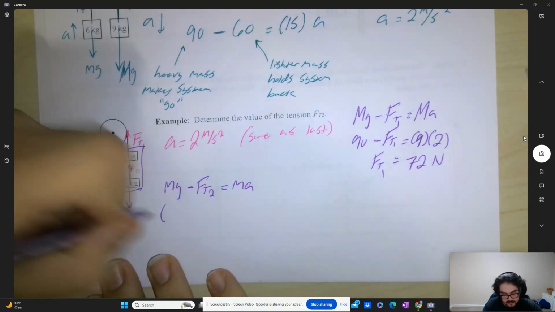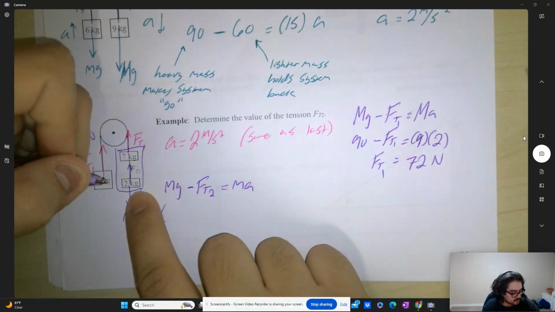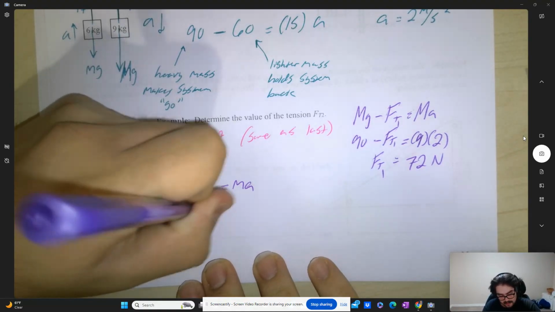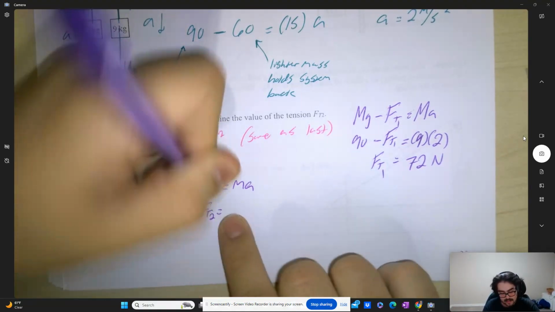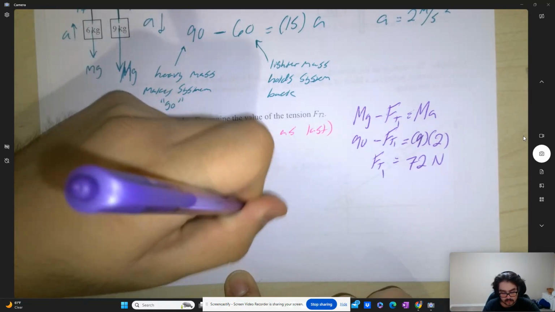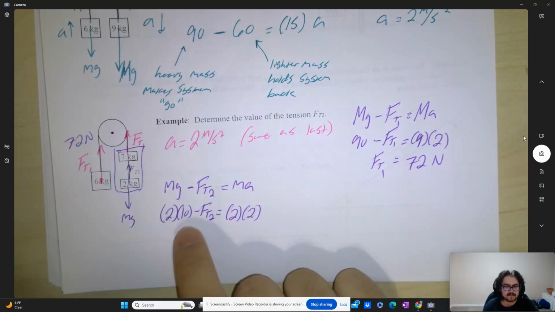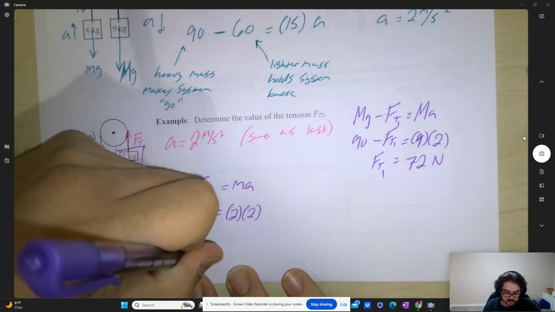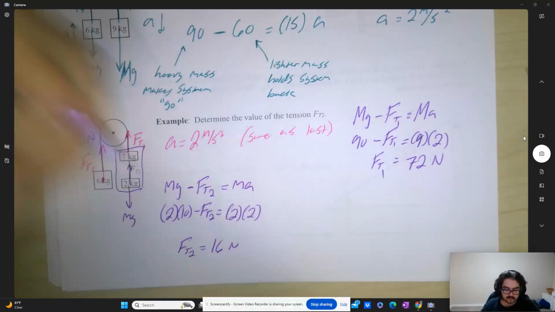Plug in your numbers. Since we're looking at just this really small 2 mass here, the mass is 2, g is 10, minus FT2, which we don't know yet. And then again, mass is 2, and the acceleration we got earlier is 2. So you get 20 minus FT2 equals 4. And then you should see that FT2 would end up being 16 newtons.